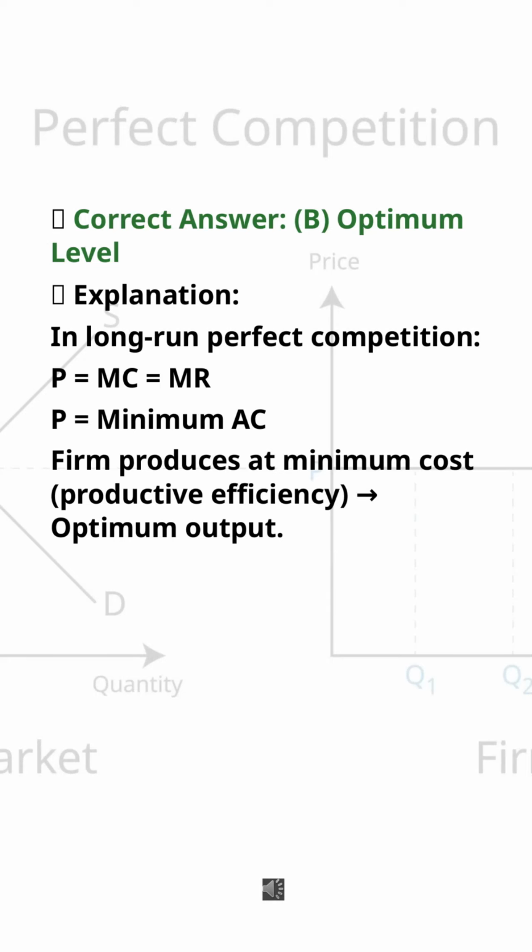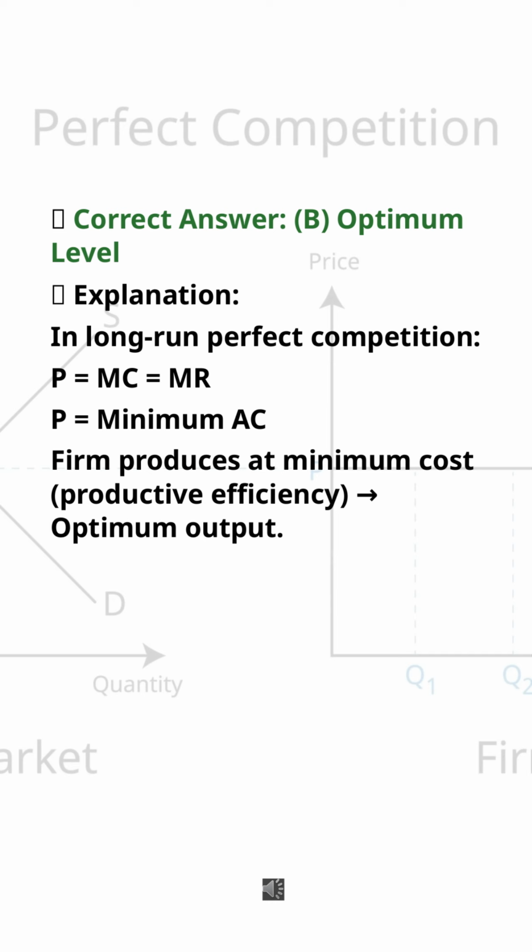Now, on this slide, we're looking at how a firm produces at the minimum cost, which is also known as productive efficiency. This is where the firm is operating at the most efficient point, producing the optimal level of output. When we say the firm produces at the minimum average cost, or AC, that means P equals the minimum point on the AC curve. Additionally, at this point, the price, P, equals the marginal cost, MC, and also equals the marginal revenue, MR. This equality is crucial because it indicates the firm is maximizing profit or minimizing losses in the long run under perfect competition.